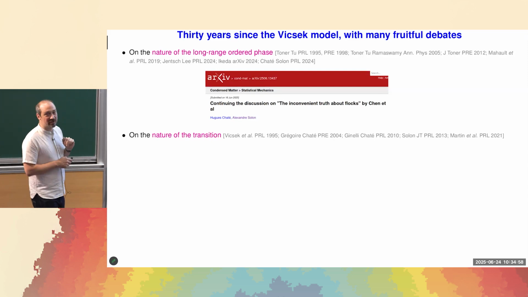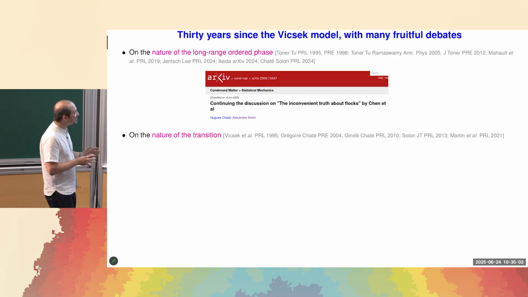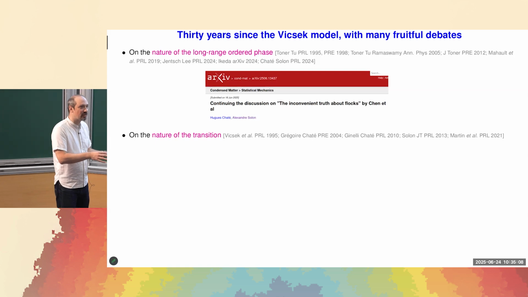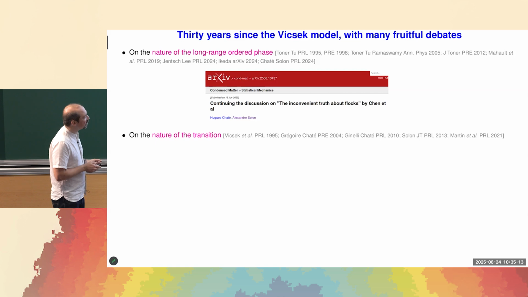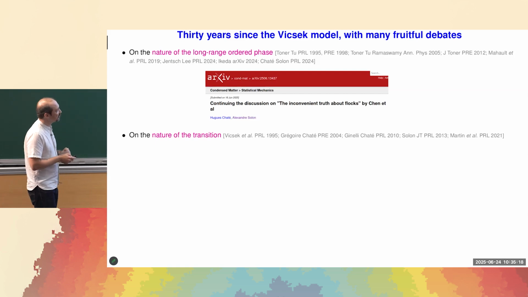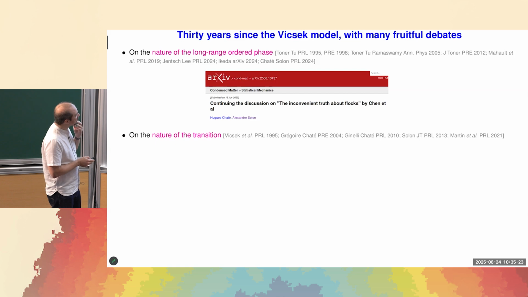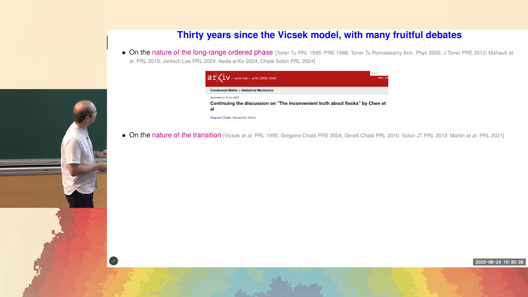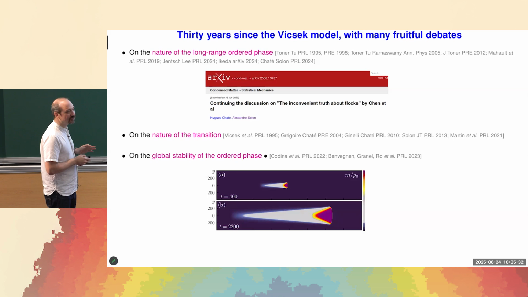Then there was a debate on the nature of the transition. Vicsek 95, continuous transition. Chaté 2004, discontinuous transition. Chaté 2010, if you have topological interactions on metric, continuous transition. Us 2013, it's not a ferromagnetic transition, it's a liquid-gas transition. I forgot a paper in 2015, which says it's not phase separation, it's microphase separation. Then us again in 2021, actually the topological models are also first order. Okay, so complicated. And then 2022, forget about it.